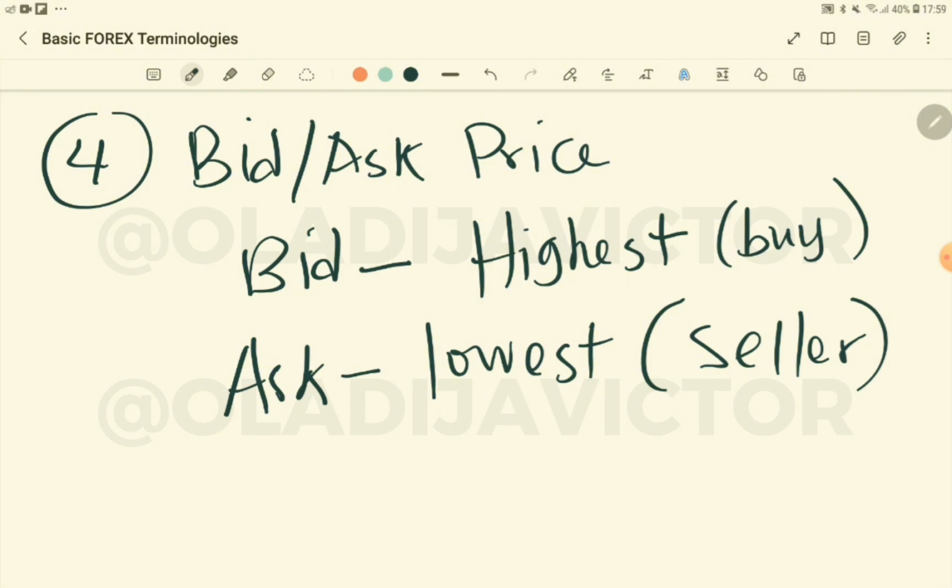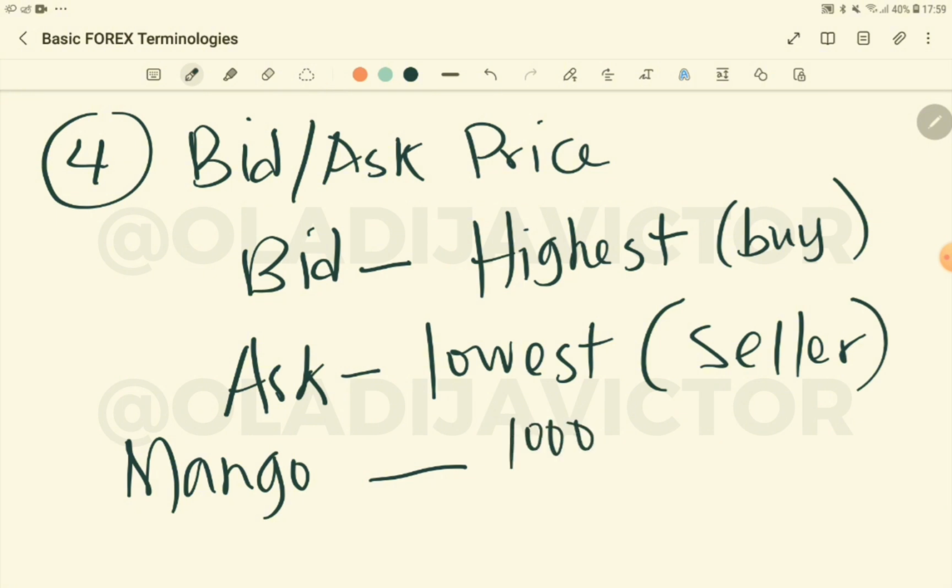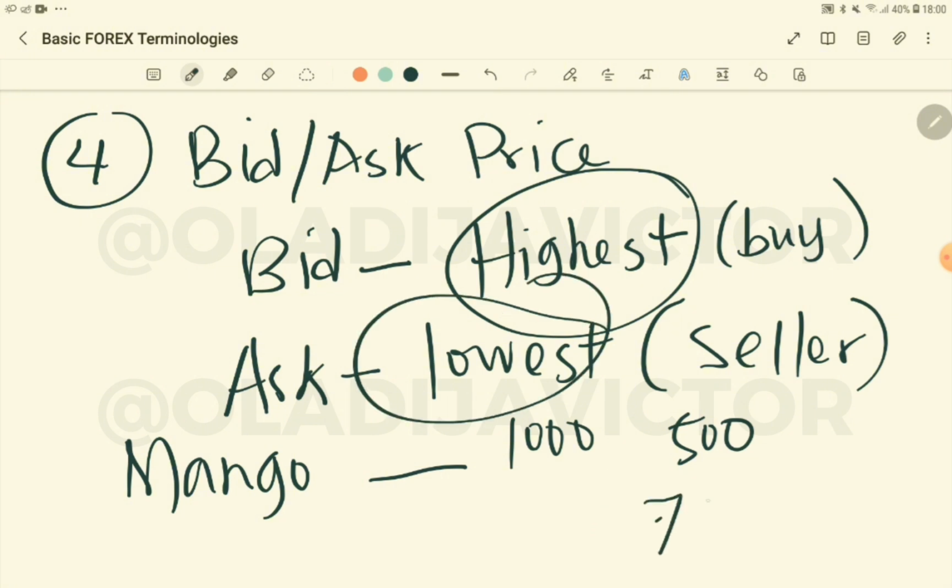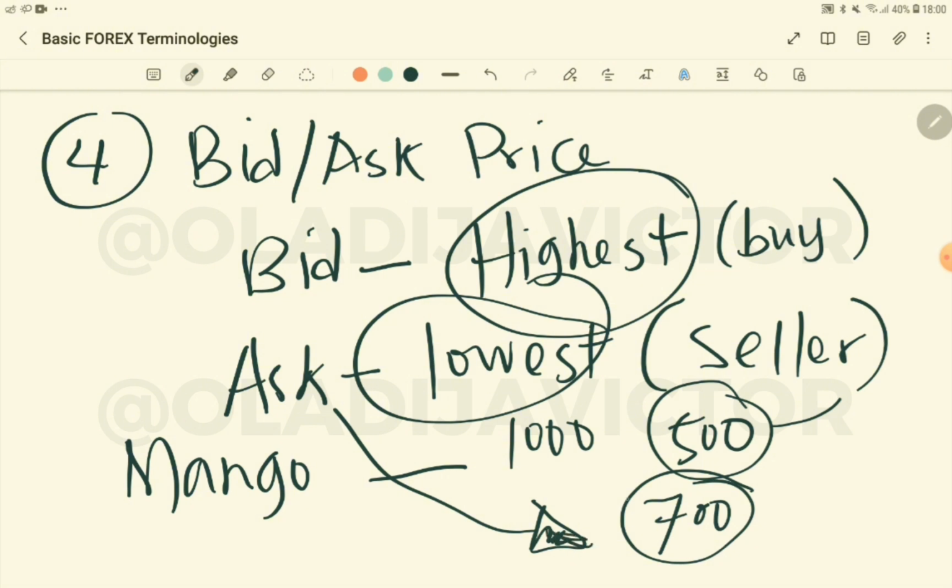The idea is basic. I saw a mango in the market, and the guy tells me he will sell it for 1,000. I tell him the highest I can pay is 500, and the guy tells me, Oga, the lowest he can sell it is 700. I either leave it and go, or I buy it at his price. So the ask is this price, because it is telling me this is the lowest he can go. Then the bid is this price, because I'm telling him the highest I can pay is this. You get?